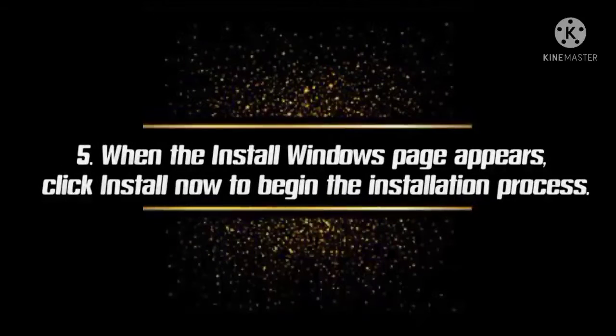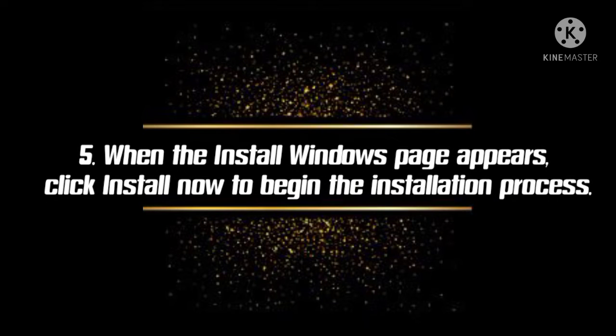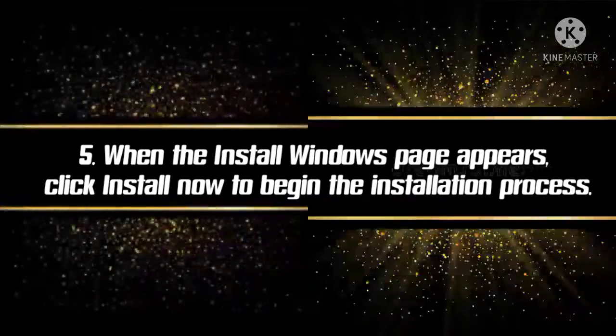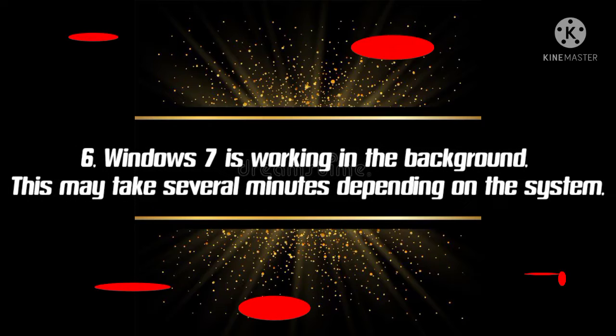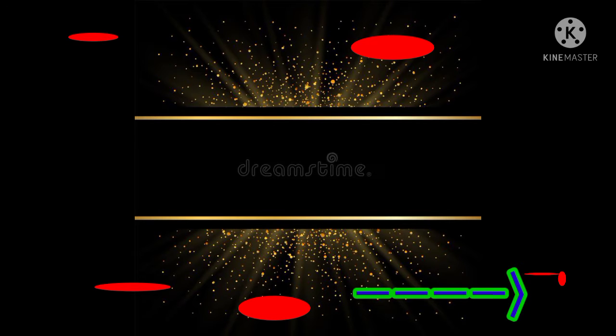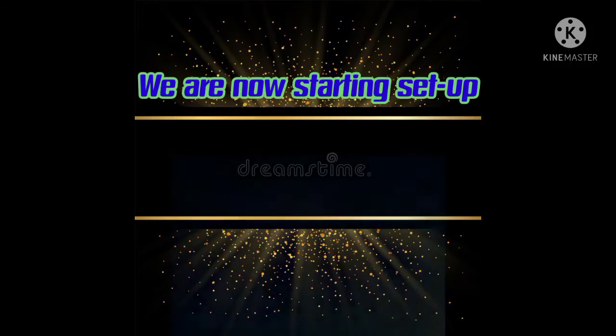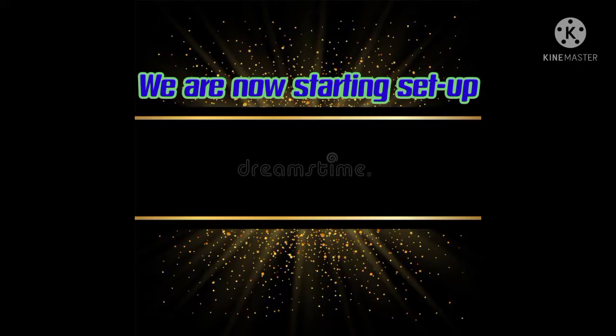Another step, when the Install Windows page appears, click Install Now to begin the installation process. You may see the attached photo in the next slide. Another step, Windows 7 is working in the background. This may take several minutes depending on the system. See photos in the next slide. So we are now starting setup.